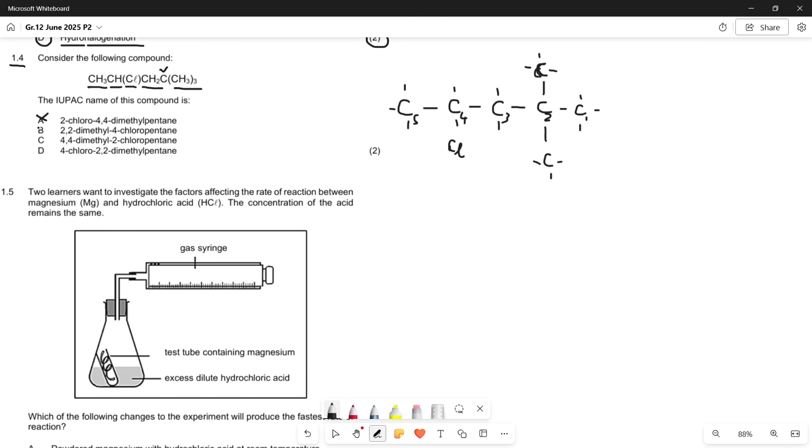So B is out. C, 4,4-dimethyl 2-chloropentane. As we can see, numbering wise, that is also not correct because we have a 2 and a 2 without dimethyl. So C is out. And then D is our final answer.